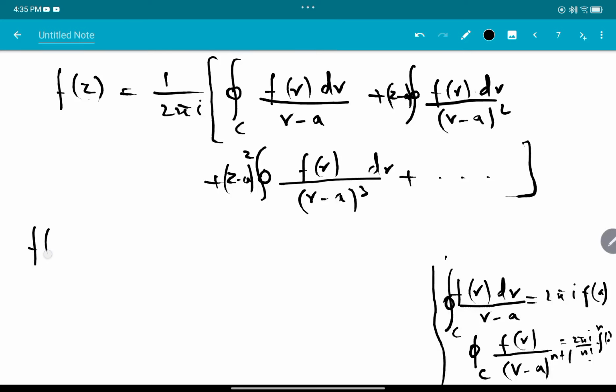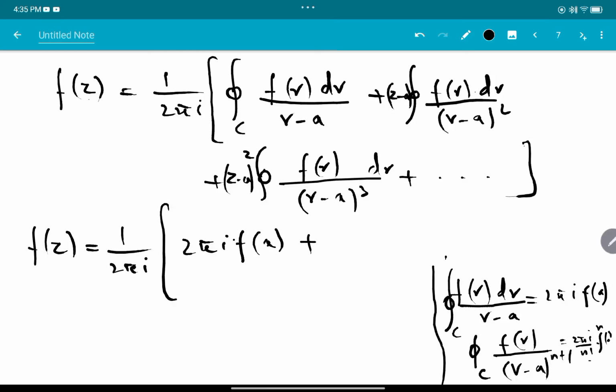So we will have f(z) is equal to 1 by 2 pi i. Then inside, apply this now. This gives us 2 pi i f(a), plus then this. Now I have to use Cauchy's generalized integral formula. Keep this (z minus a) here; you have to do nothing to it, retain it as it is. Then use this. So the value of this will be 2 pi i divided by n factorial.